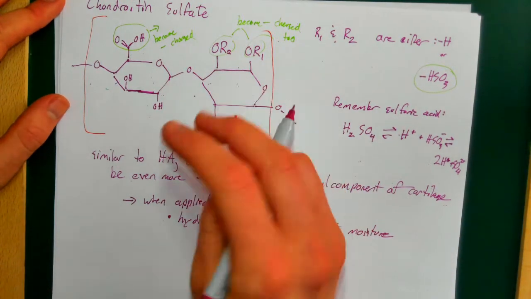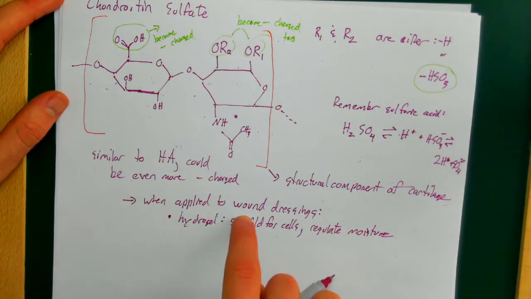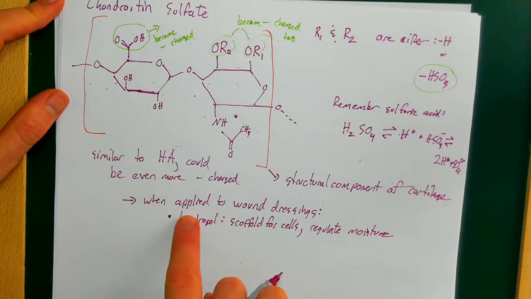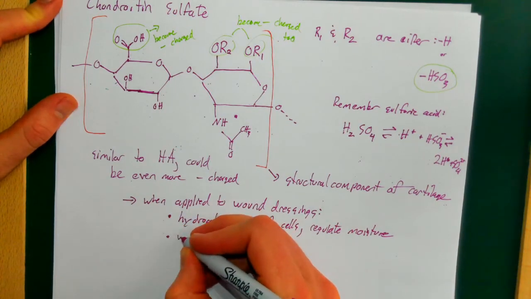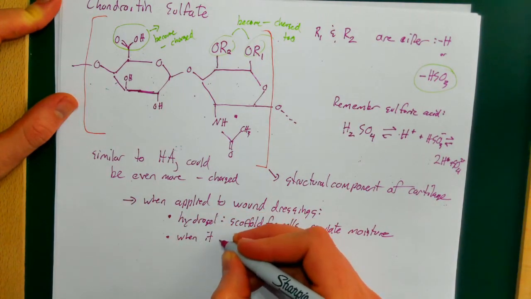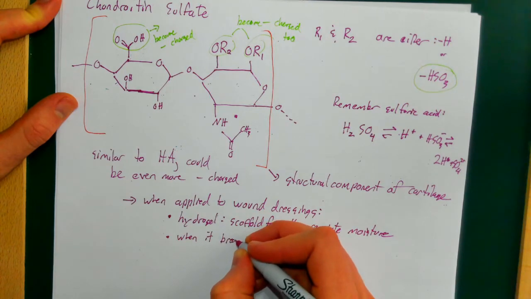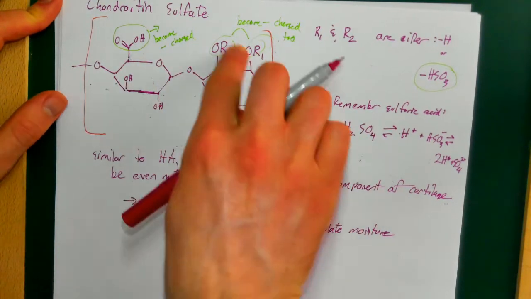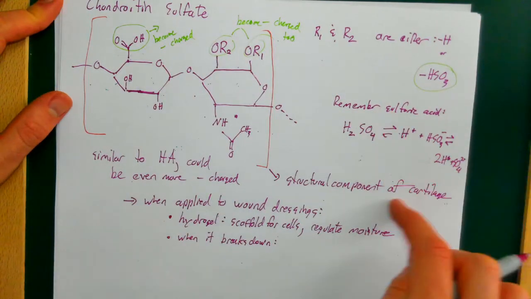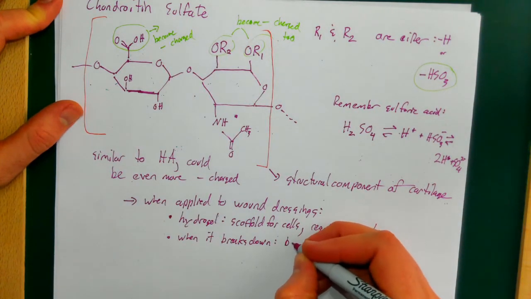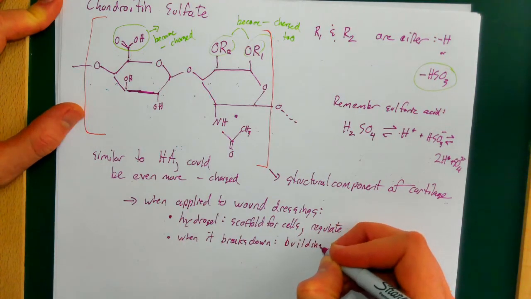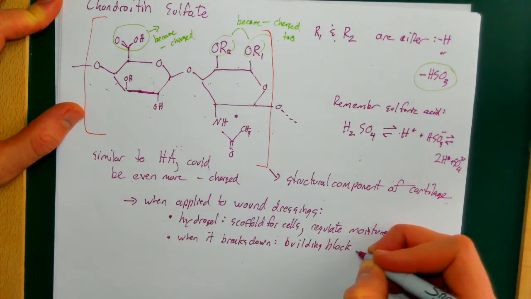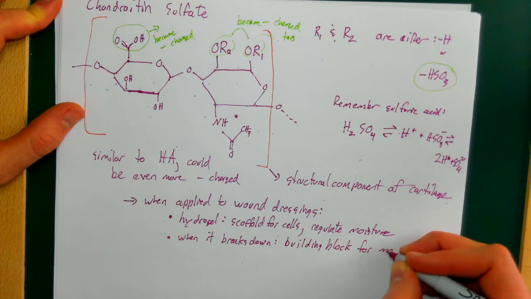But even beyond that, exogenous chondroitin sulfate on a wound dressing, when it breaks down, is basically a building block for your body to regenerate its own cartilage tissues. So it's a building block for new tissue.